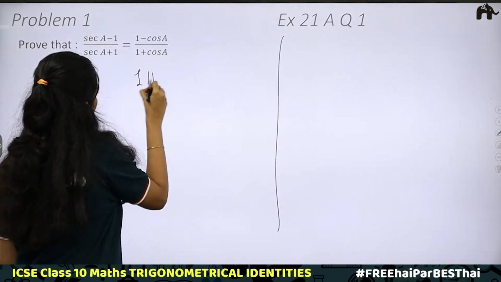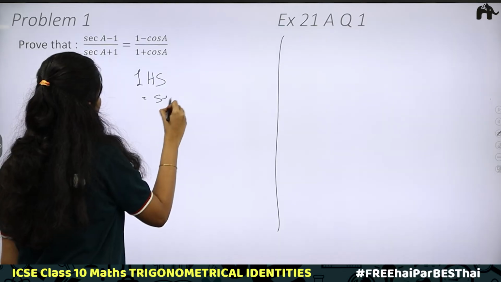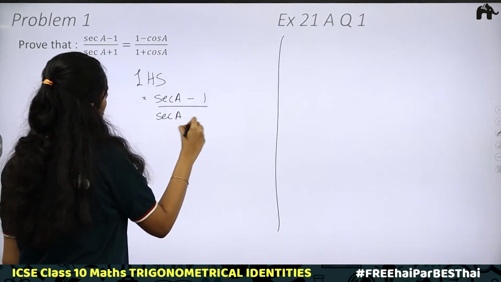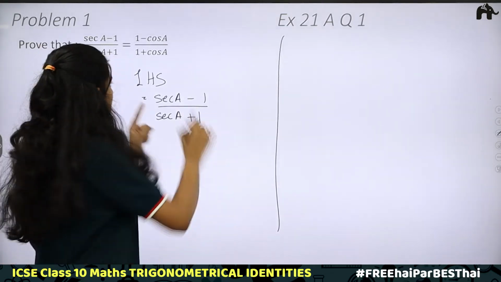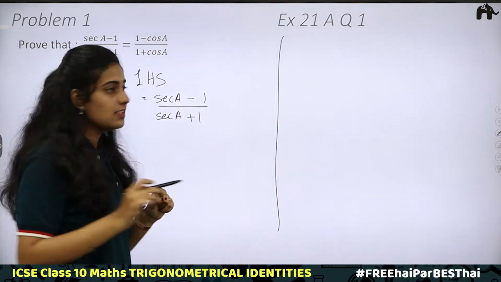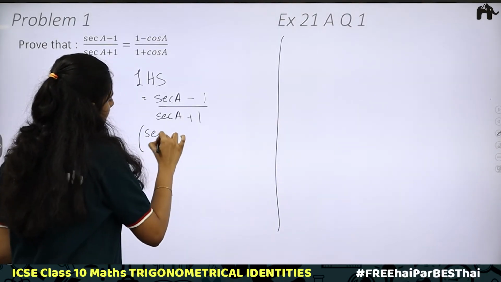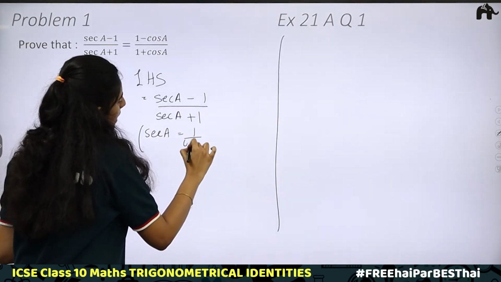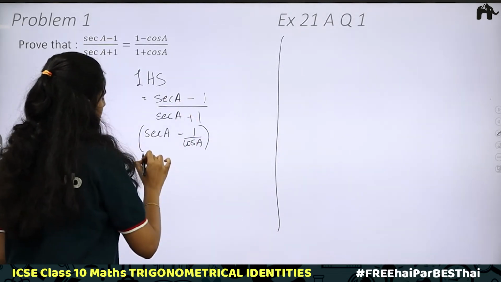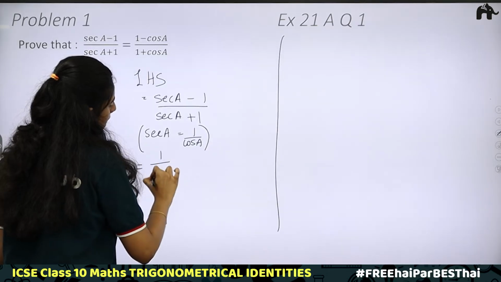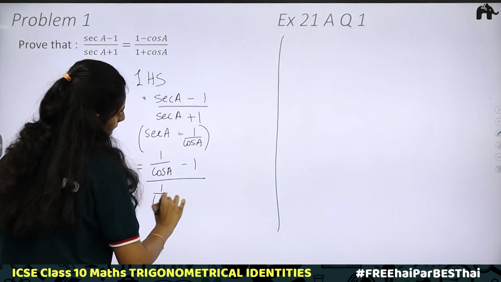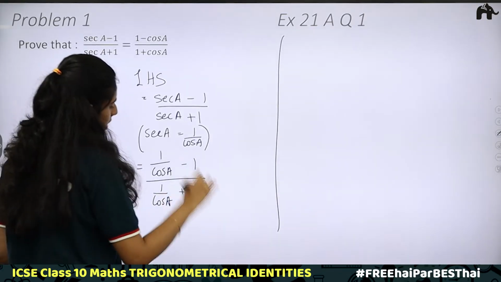Let us take the left hand side. Left hand side we have sec A minus 1 divided by sec A plus 1. We need the RHS in terms of cos. What is the relation between sec and cos? We have sec A is equal to 1 by cos A. Sec is the reciprocal of cos. Putting this here, we get 1 by cos A minus 1 divided by 1 by cos A plus 1.